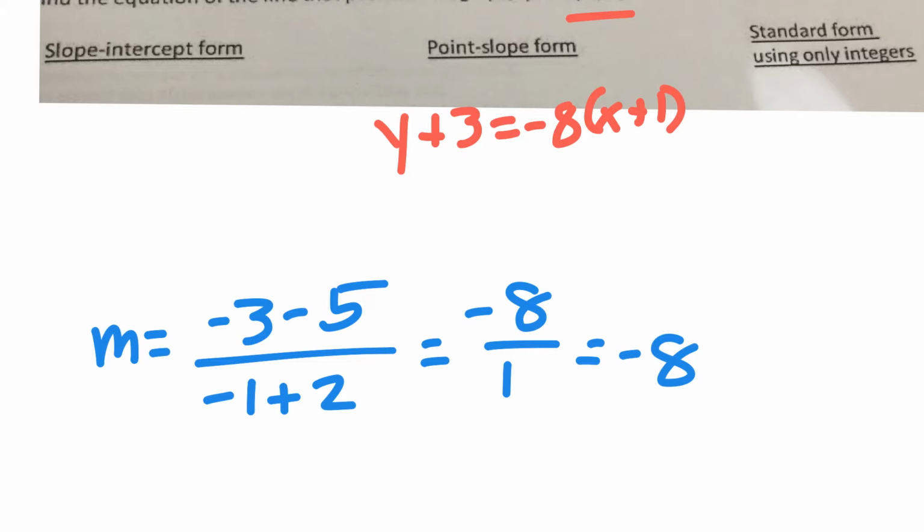So it doesn't matter which point we pick? No, it does not. So if you pick the other point, it would look like this. y minus y1 equals m times x minus x1. But those are both correct.